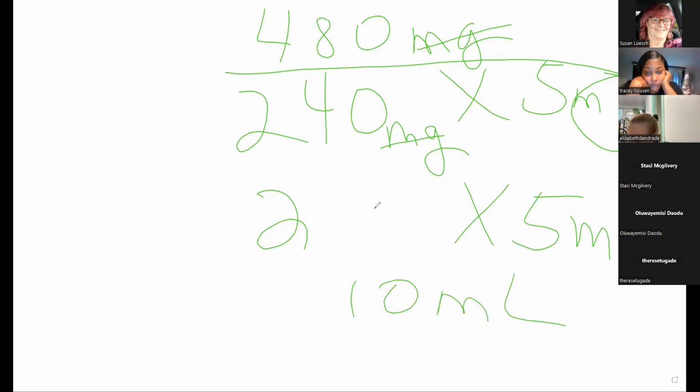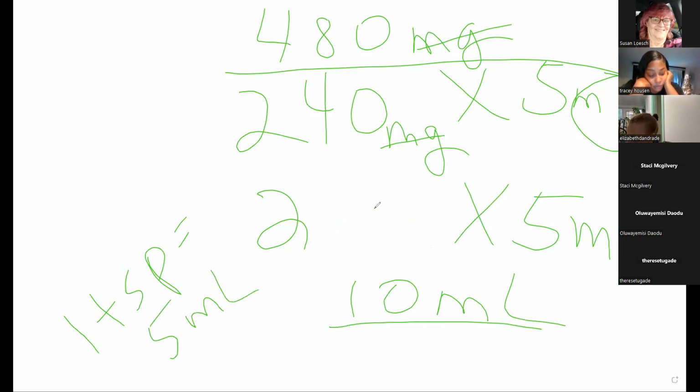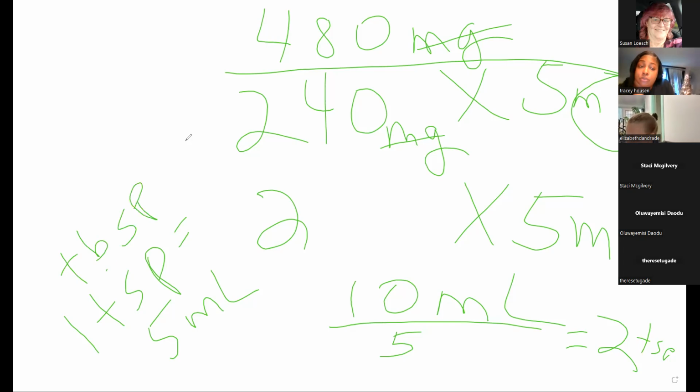And then the next step is to equal 1 teaspoon. 1 teaspoon is 5 mL. Therefore, 10 divided by 5 equals 2 teaspoons. But one thing I always try to remember is teaspoons does not have a B in it. Tablespoons does. So since there is a B in tablespoons, that means there'll be more mLs in a tablespoon. So a tablespoon is equal to 15. So those two things you have to know. If you don't, you're going to get these wrong.